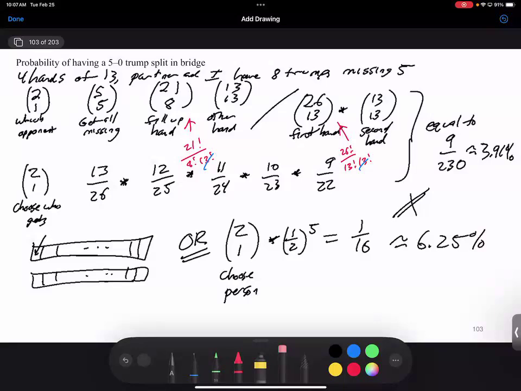The other way of looking at it is if I look at each trump card, what's the probability that each trump card is in East's hand? 1/2. So I have two choose one ways of choosing which person gets all the trump. Each card has a 50-50 chance of being in East's hand. So it would just be 1/2 to the 5th. And so when the dust settles, you get 1/16 or about 6.25%.